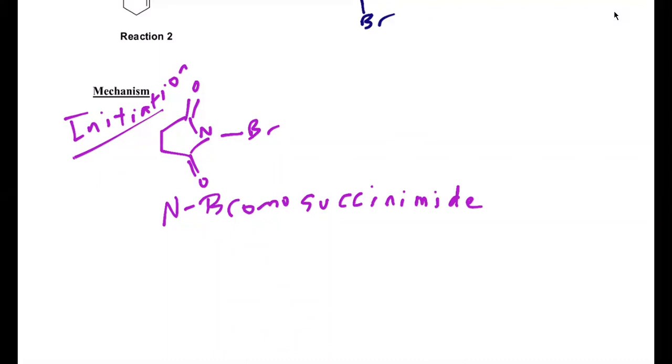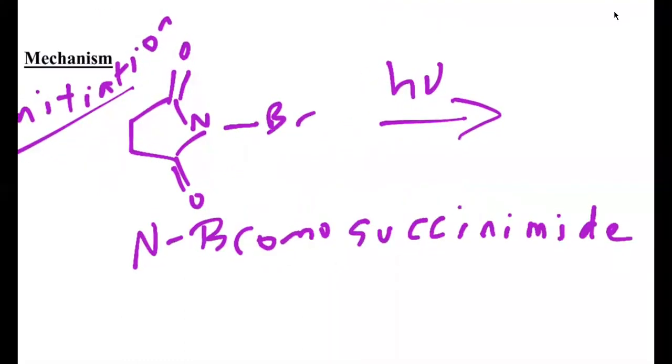My handwriting is legendary. It's always been bad. Well, anyway, so this is NBS, and I'm going to shine light on it. What do you think is going to happen? What happens when you shine light on a bond? It's going to break. Anybody remember the type of cleavage that happens when you shine light on a bond? It's not polar, it's radical. Anybody remember this term from part 1, homolytic?